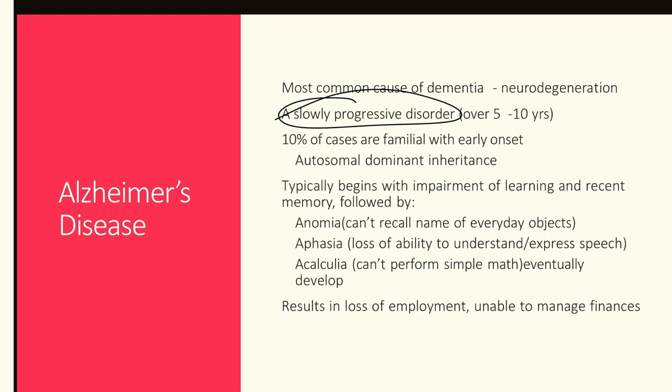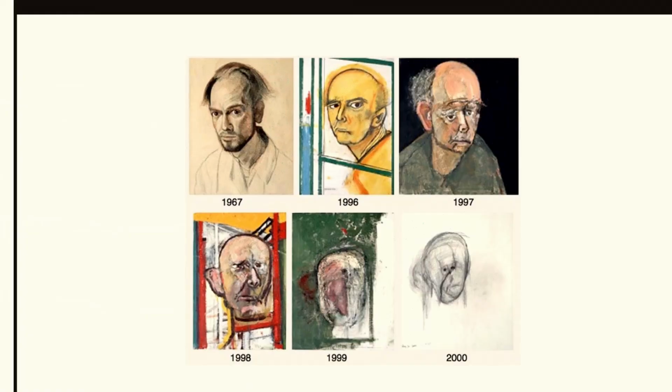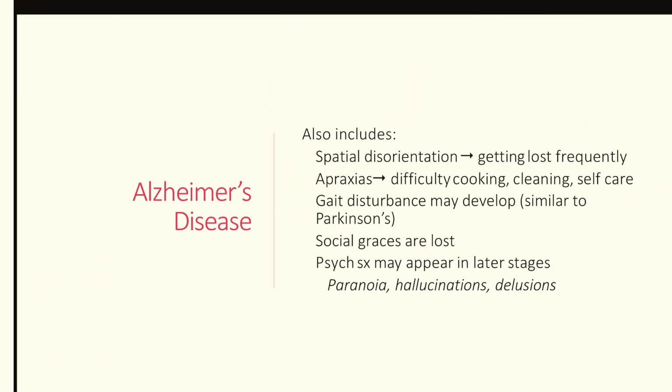And then obviously issues. This is an artist who developed Alzheimer's and did self-portraits. And over time, you can see with Alzheimer's how bad the self-portraits got, due to the Alzheimer's disease. So spatial disorientation, they get lost easy. Apraxias, difficulty cooking, cleaning, self-care.